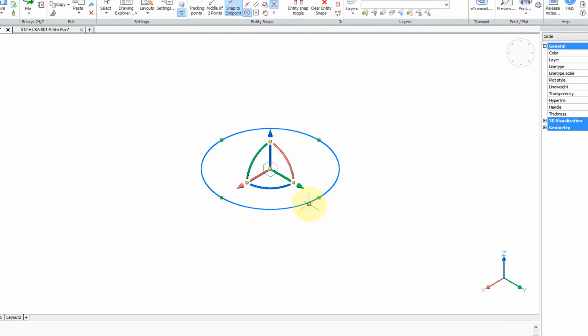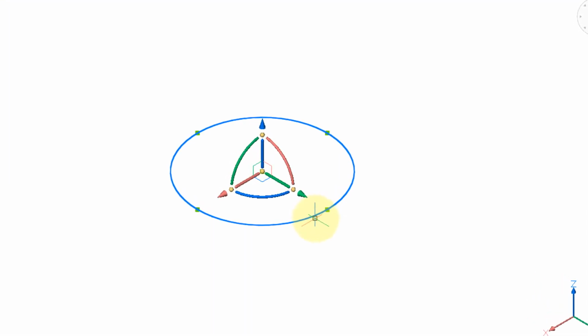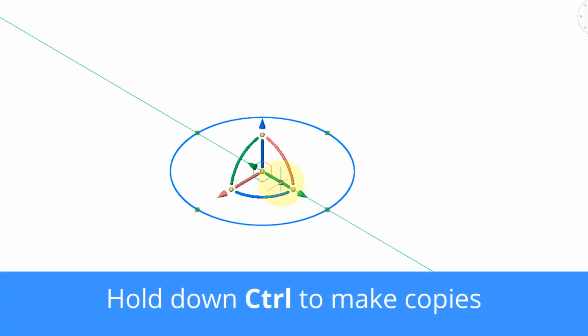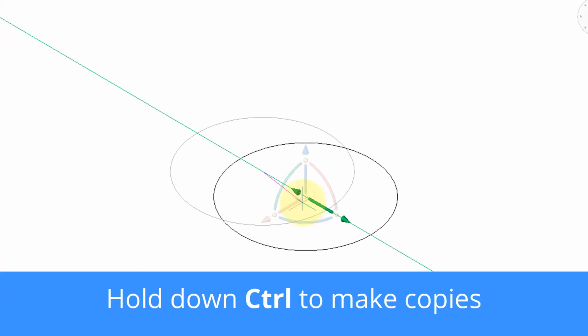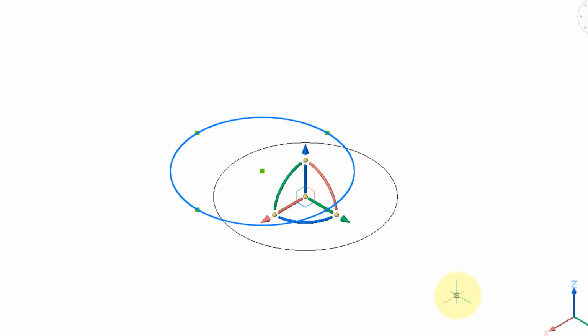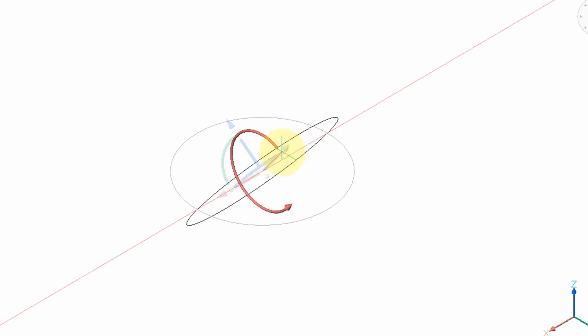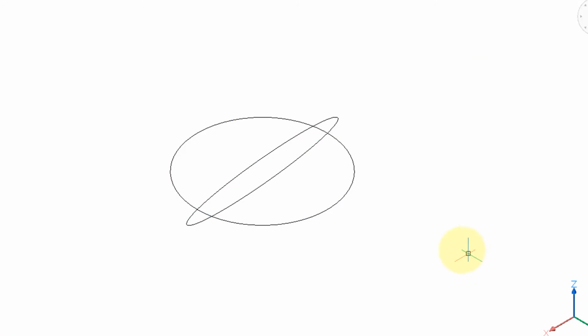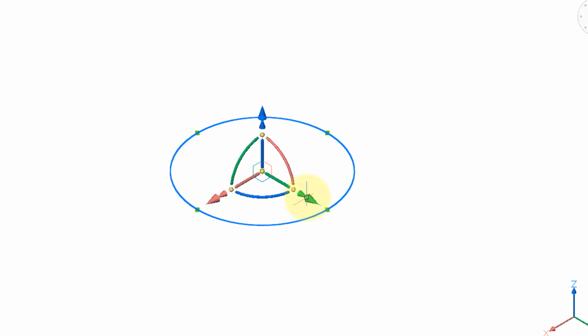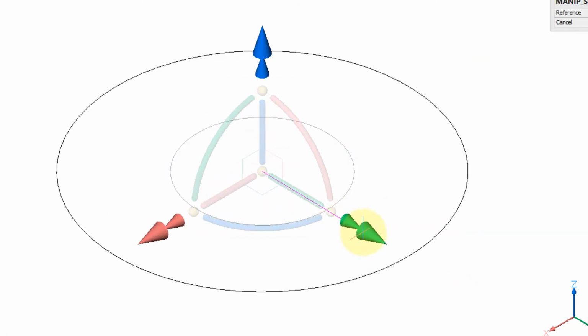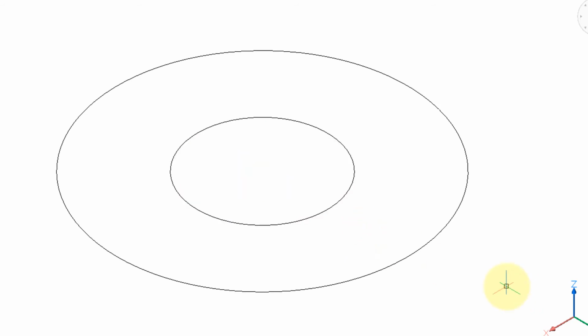Using the widget while holding down the Ctrl key lets you make copies. I'm going to move the circle while holding down the Ctrl key. And when I click, then there's 2 circles. Similarly, if I hold down the Ctrl key while rotating, there's now 2 circles. Finally, when I scale while holding down the Ctrl key, there's 2 circles.